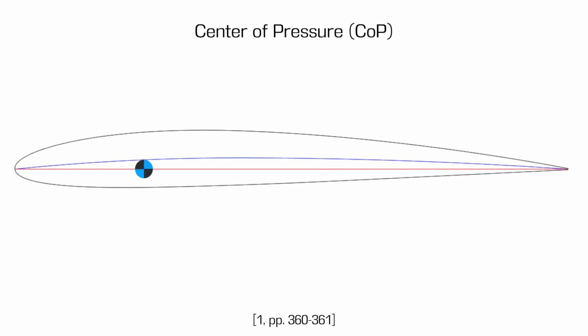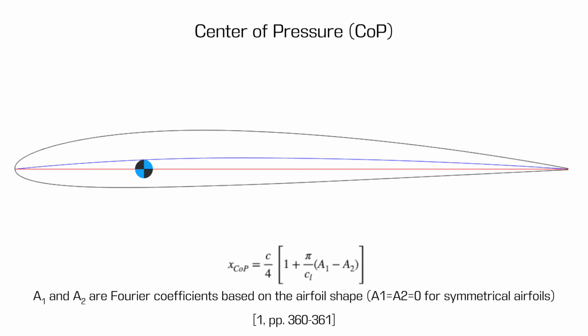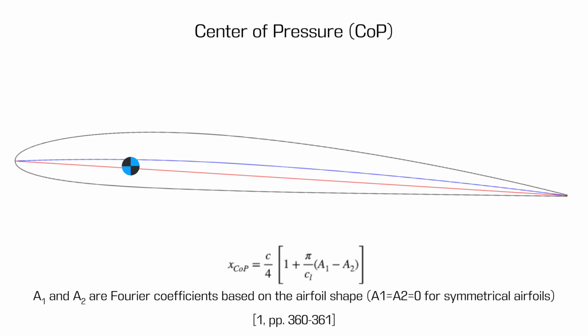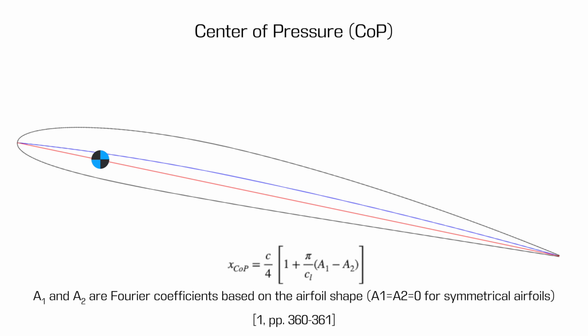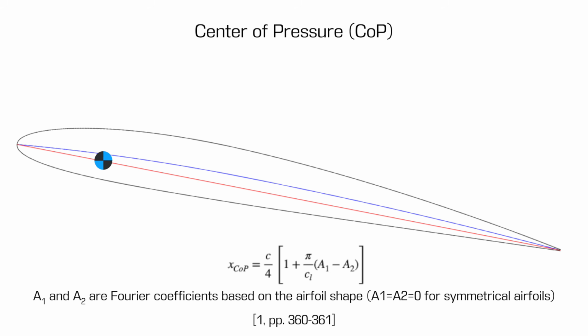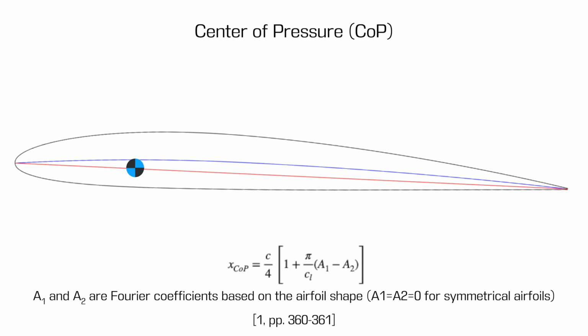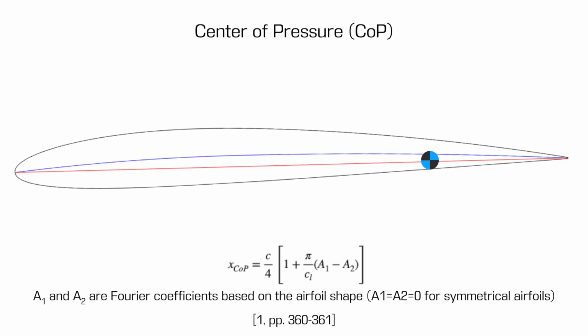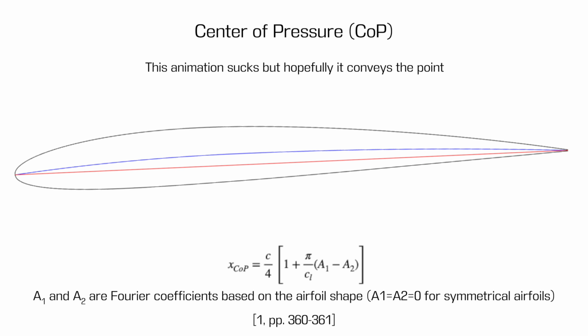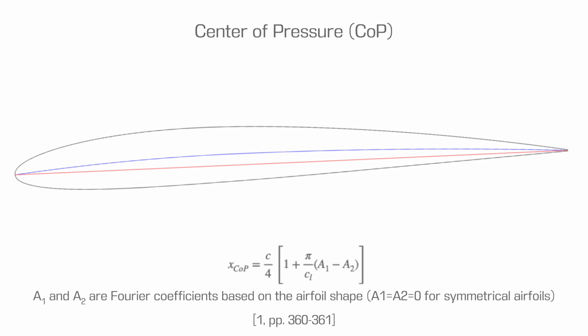The center of pressure of a cambered airfoil actually shifts as the angle of attack is changed based on the equation on screen. Note the relationship between the center of pressure's location and the lift coefficient. As the lift coefficient increases, the center of pressure shifts towards the leading edge. As the lift coefficient decreases, the center of pressure shifts towards the trailing edge, and further, if the lift coefficient approaches zero, the center of pressure moves towards an infinite distance behind the trailing edge. For this reason, the center of pressure is not very convenient to use.